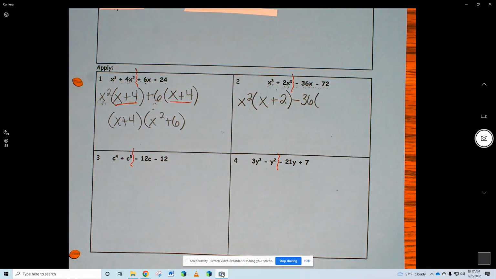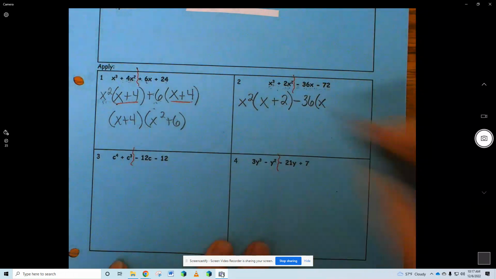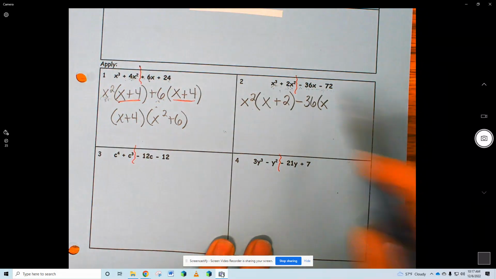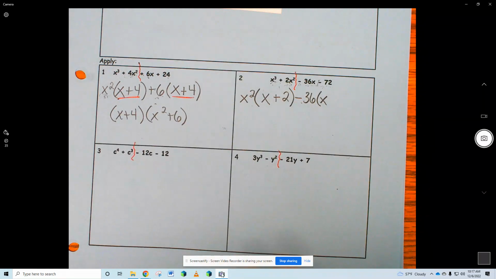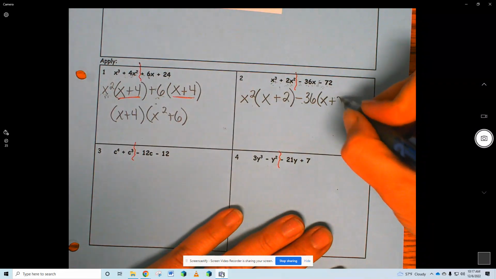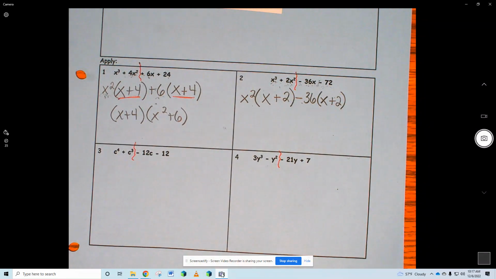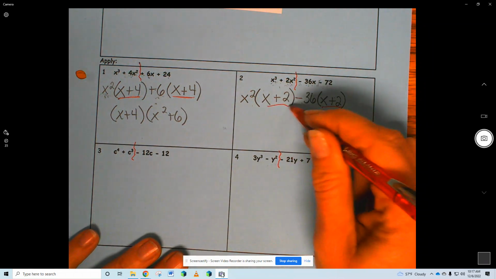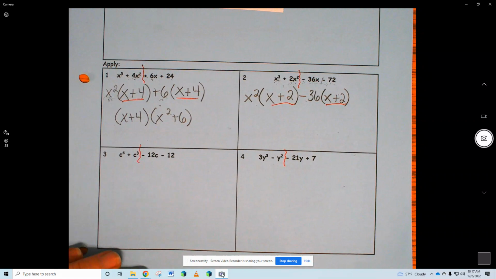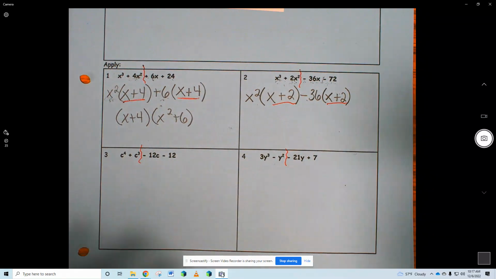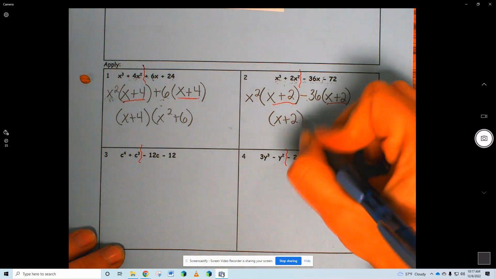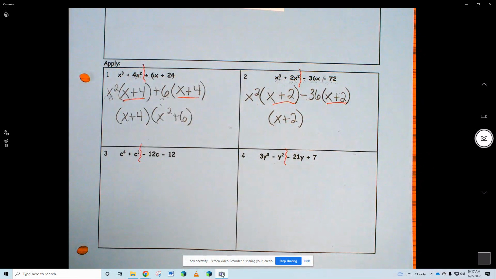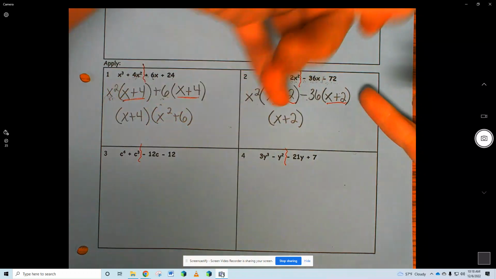Negative 36x divide out of negative 36, just the x. Remember, I really want my parentheses to match, so I'm hoping it's x plus 2 in there. Negative 72 divide out negative 36, plus 2. Negative divided by negative is a positive. Do my parentheses match? Yeah, yay. So that's now the GCF of the grouping. I'm going to write it only once, x plus 2.